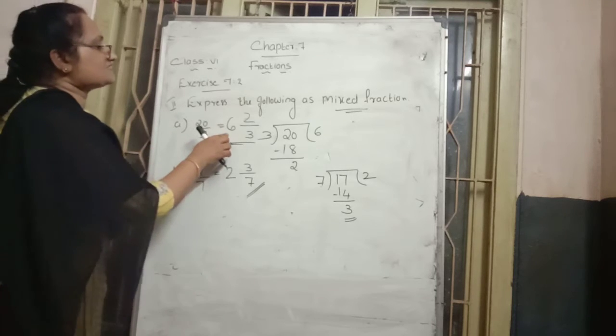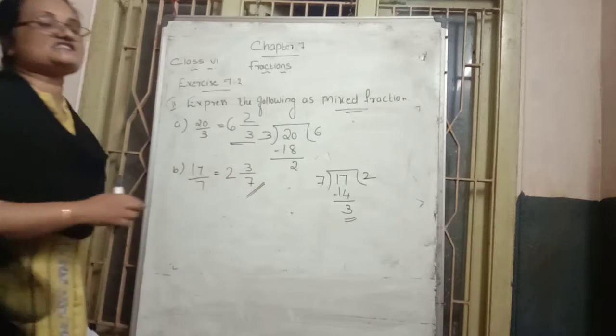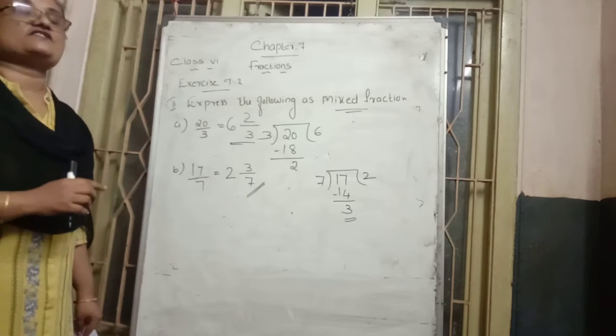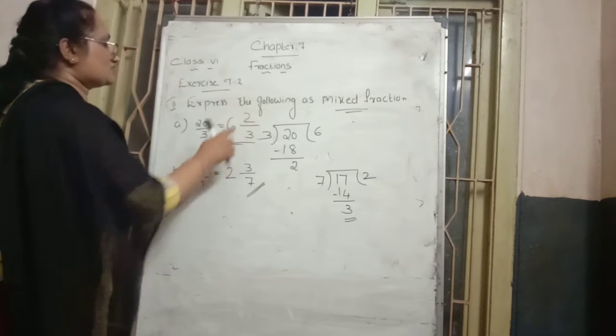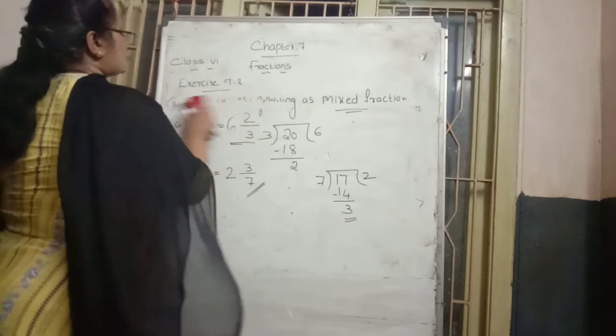Here we read 6 and 2 by 3 as the mixed fraction, and here 2 and 3 by 7. 2 and 3 by 7 is the mixed fraction for the second question. I hope you can understand this one. Next we go through the third Roman.